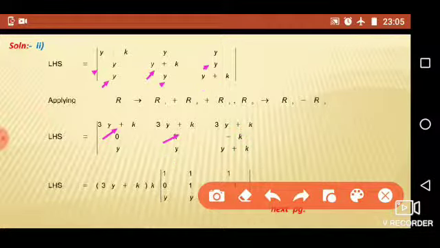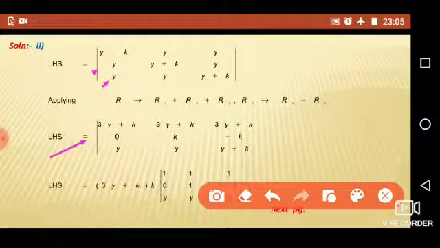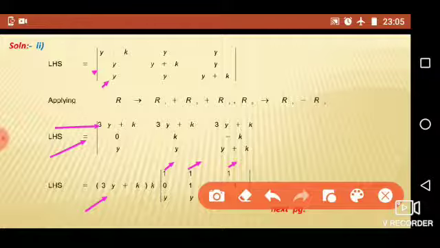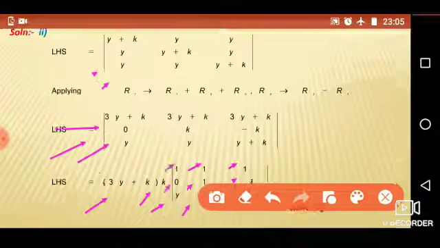Now as you can see in the previous step, that is in the second last step, we have the first row elements containing the common factor 3y plus k. Let me take the common factor 3y plus k from the first row, we are left with 1 in the first row, and also we can take k from the second row. Then we have 0, 1 and minus 1. Third row remains same, y and y plus k.